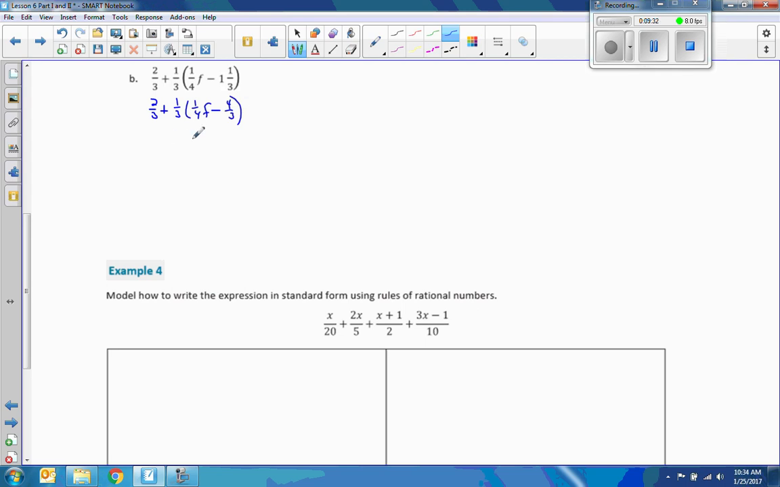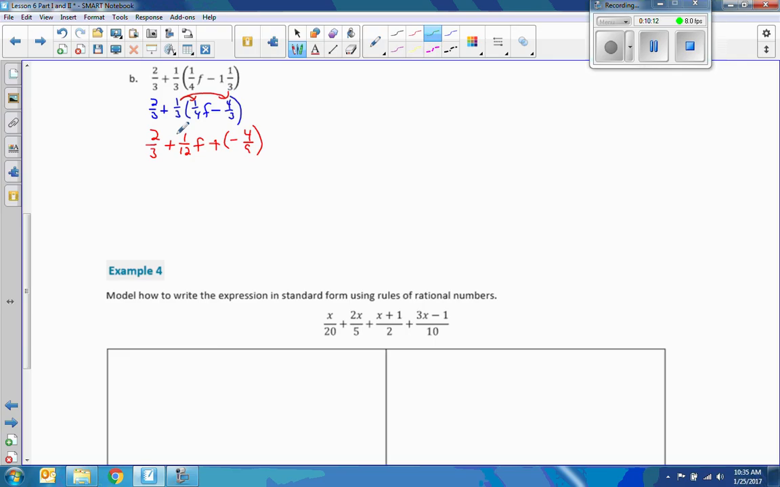Okay, now I'm going to distribute. So now I need to distribute this 1/3 here and here. So I'm going to get 2/3 stays just as is. Remember the signs first. Positive times a positive is positive. 1 times 1 is 1. 3 times 4 is 12. f. Positive times a negative is a negative. Or if you wish, plus a minus. 1 times 4 is 4. 3 times 3 is 9.